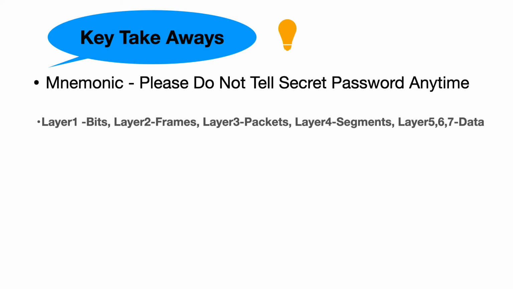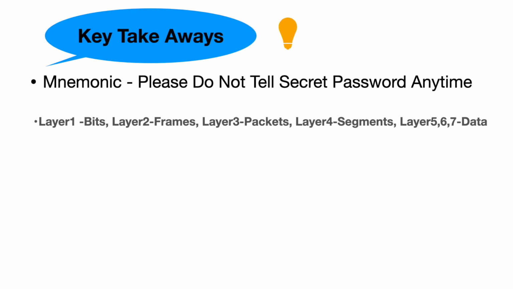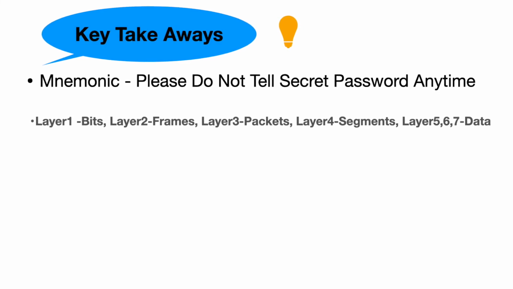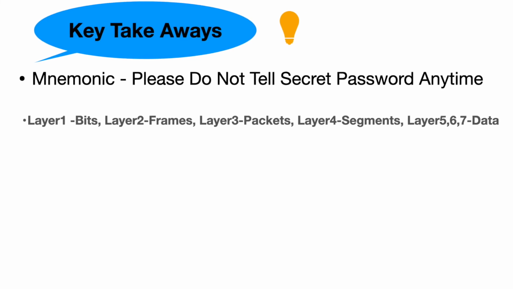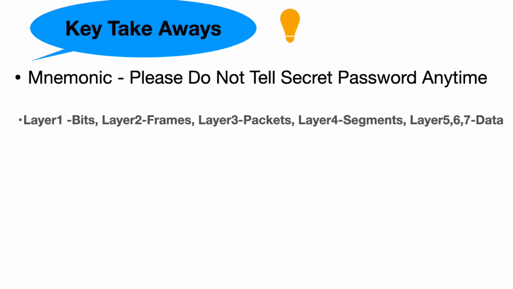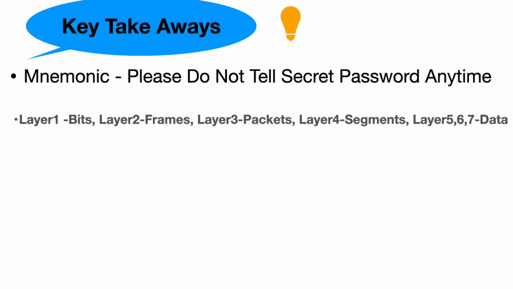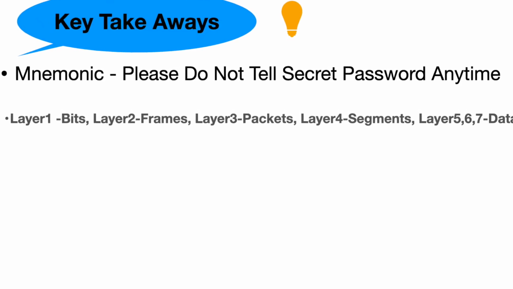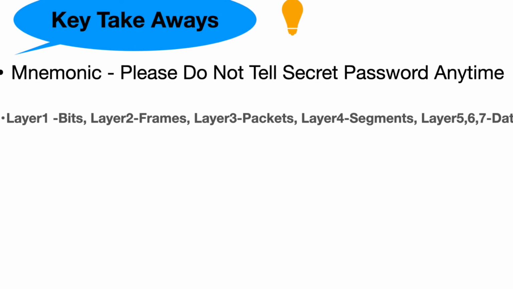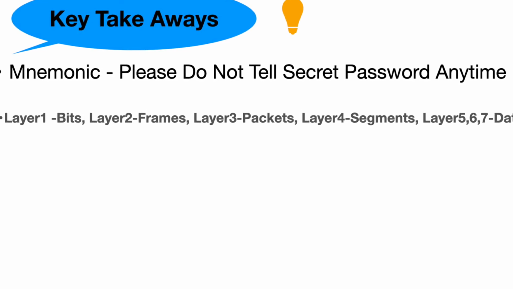The first thing that comes to our mind is how do we remember this order? So you can use this mnemonic: Please do not tell secret password anytime. The first letter of each word will help you remember the order. There are so many mnemonics for this. Please do not touch Steve's pet alligator is another. So whichever is suitable for you, you can write it down and memorize the order.